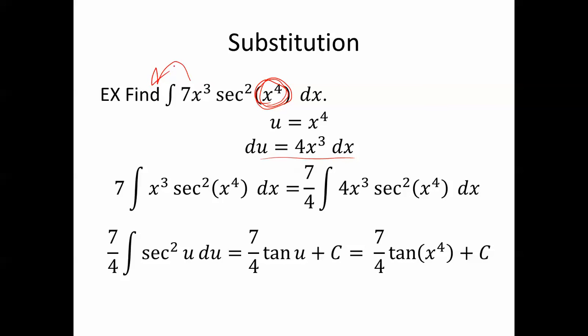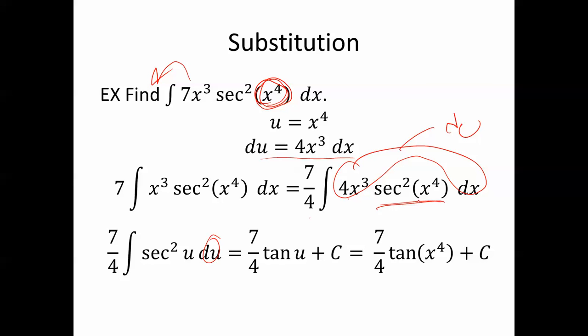You can move the 7 to the outside. It's legit. So we end up with 7 on the outside. We have x cubed secant squared of x to the 4th. Now let's multiply the inside by 4 and the outside by a 4th. And this is what we end up with. So 7/4 times 4x cubed secant squared x to the 4th dx. What I've circled here is du. So it's going to be our du.